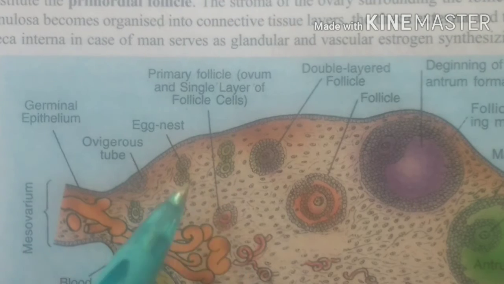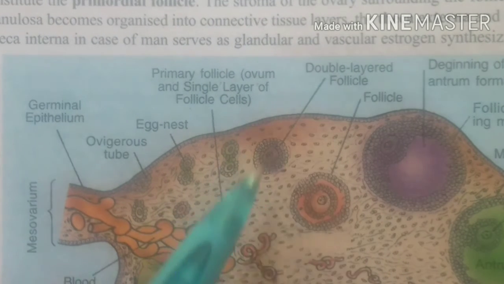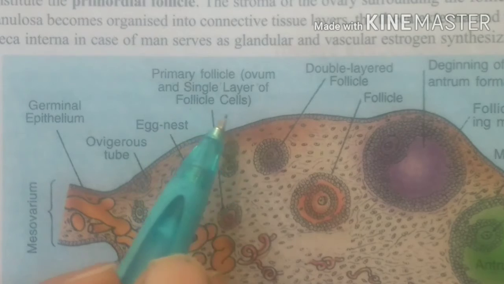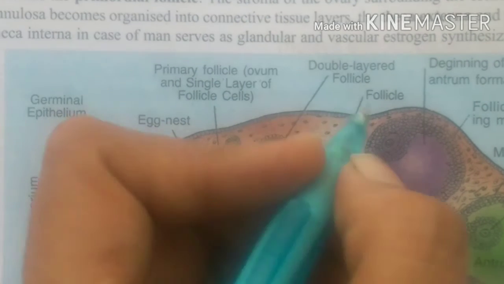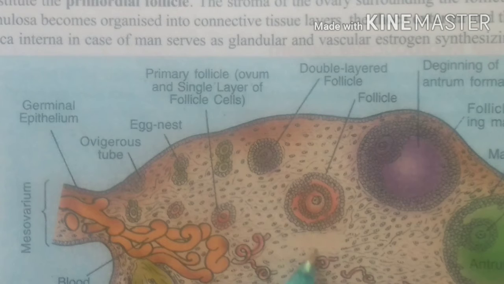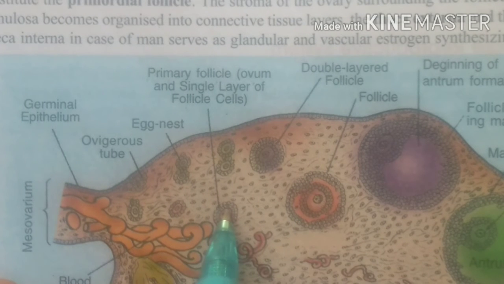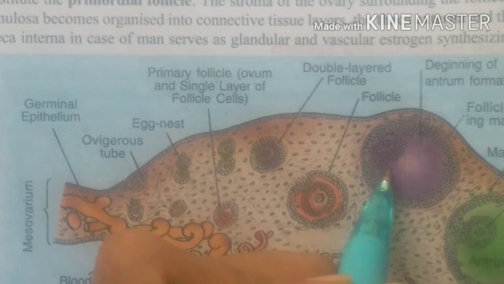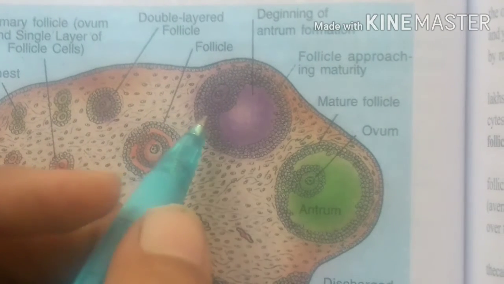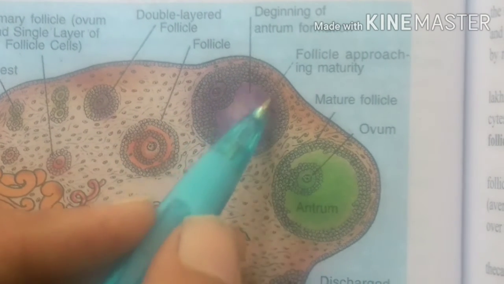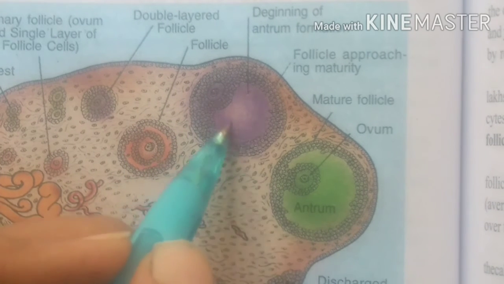The primary follicle develops into the secondary follicle, a double layered follicle. The primary follicle undergoes meiosis 1 and forms the secondary follicle. The secondary follicle contains a secondary oocyte, while the primary follicle contains a primary oocyte. And this is the completely developed Graafian follicle. In this follicle you can see this is the ovum, this is the antrum.